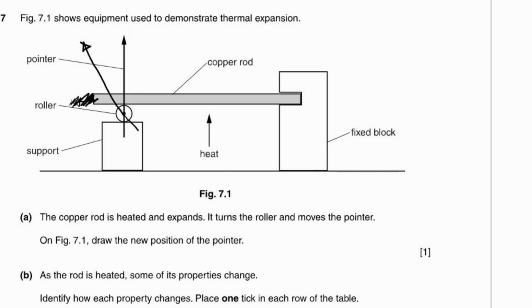B. As the rod is heated, some of its properties change. Identify how each property changes. Place 1 tick in each row of the table. Okay, well, first thing that I know is it's going to get longer, wider, and thicker, just because it's being heated up and all the atoms of copper move further apart just slightly. So that'll have a series of effects. Let's look at what effects that could have.